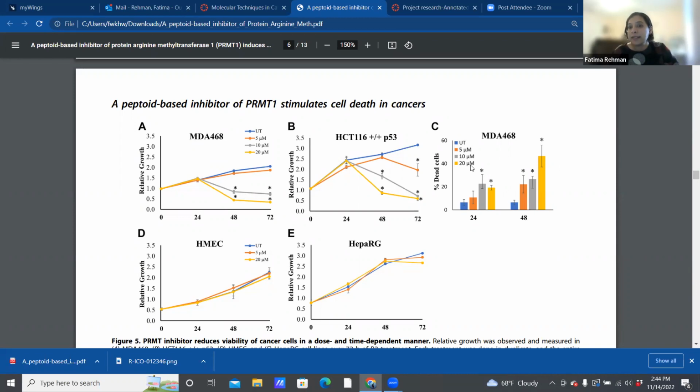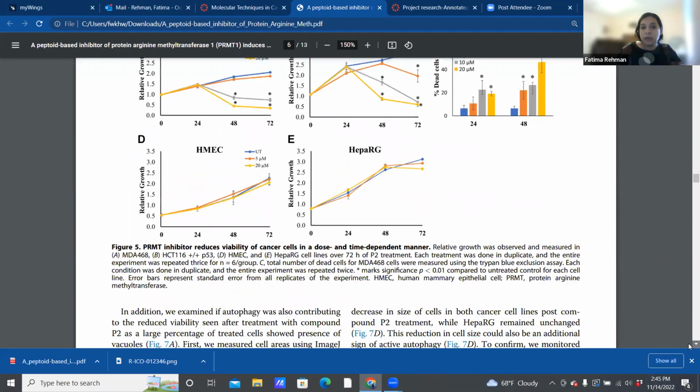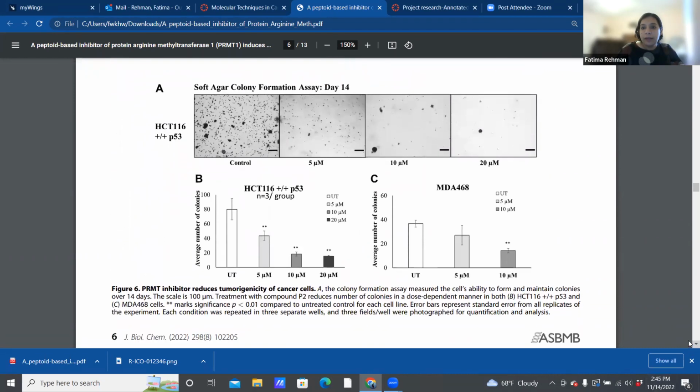And again, looking at dead cells using trypan blue or another method like that, you can again see the induction of dead cells in here, right? More dead cells in a dose response manner. And this is only showing for MDA468, but you could do that for all of them.